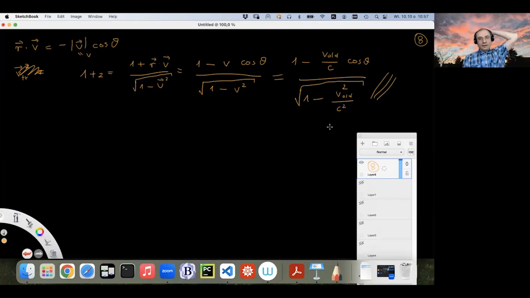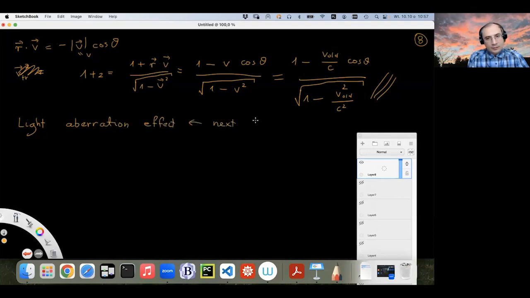Okay, are there any questions about this formula? Okay, I can't hear any questions. I had one more topic to do, the stellar aberration effect or the light aberration effect, but I didn't manage to do it. But that's okay, we can do it next week.